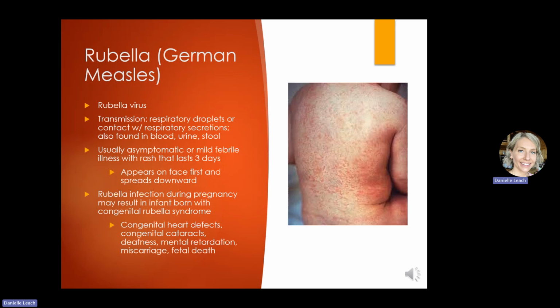Where we really start to worry about this is if a pregnant woman becomes infected with it. So we want to have children immunized against this to protect pregnant women in the community. Because if a pregnant woman does get rubella during their pregnancy, the infant could be born with congenital rubella syndrome, which would mean that they could have congenital heart defects, congenital cataracts, deafness, mental retardation, even miscarriage and fetal death. So not a huge problem for actual children, but we want to worry about it most with pregnant women.